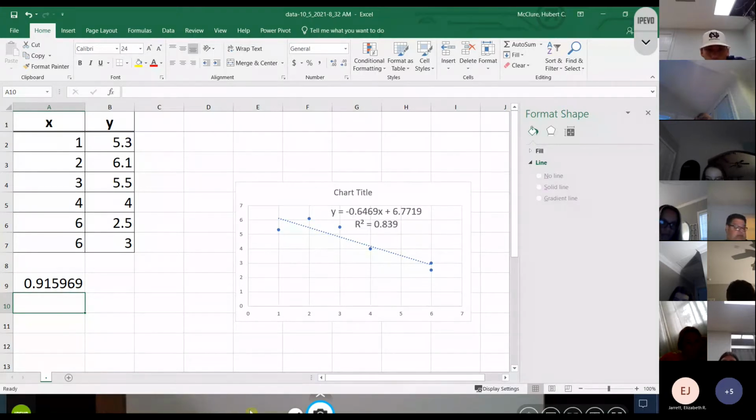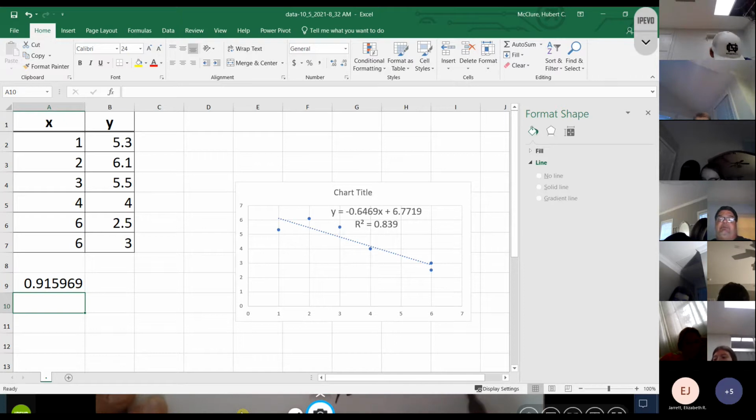So I'm going to write this down because I got to type it in. So we got a negative correlation. Looks like this. I'm drawing so I can do somewhat of a sketch, and y is equal to negative 0.6469x plus 6.7719, and the correlation coefficient is negative 0.915969.